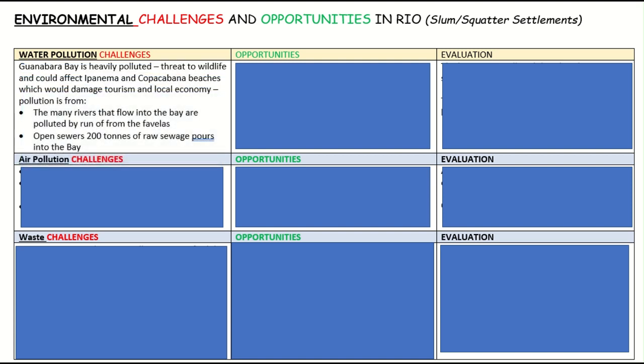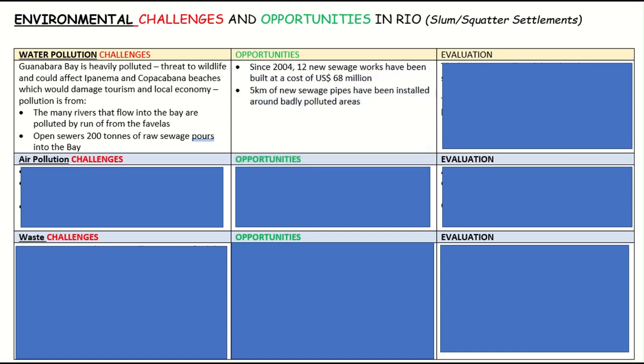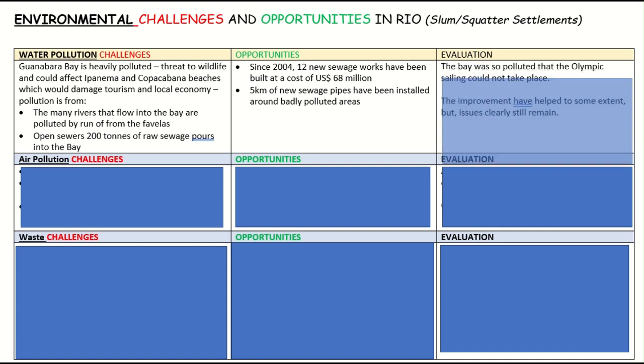So, what are the challenges they're facing? Well, Guanabara Bay is heavily polluted. We've got huge threats to wildlife. Over 200 tons of raw sewage pours into that bay on a yearly basis, and the many rivers that flow into the bay are polluted by the runoff from the favelas. Ultimately, the sewage systems in Rio still to this day are not quite good enough, and so a lot of that sewage ends up in the water supply, which consequently pollutes the bay as well. But they have actually spent a lot of money on 12 new sewage works, and 5 kilometres of new sewage pipes have already been installed around the badly polluted areas.